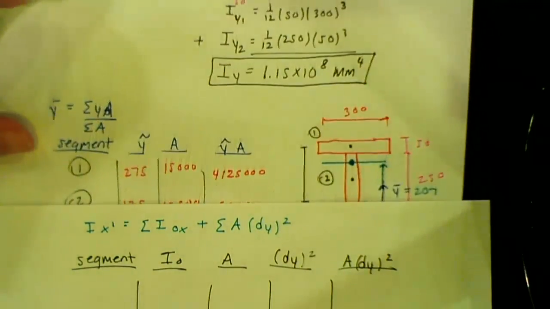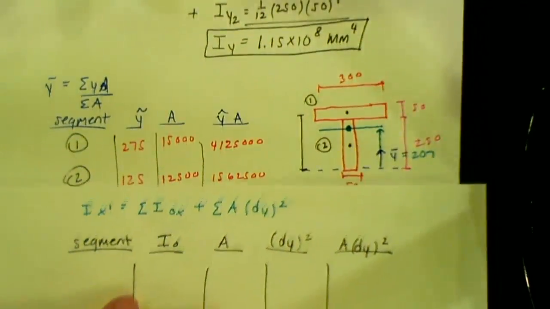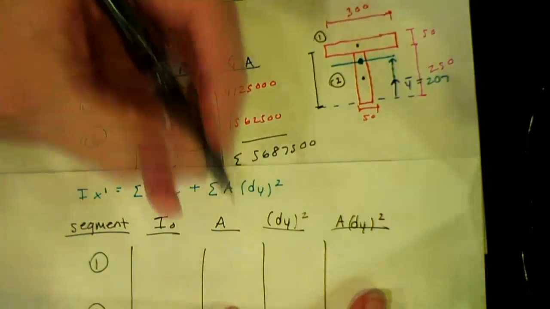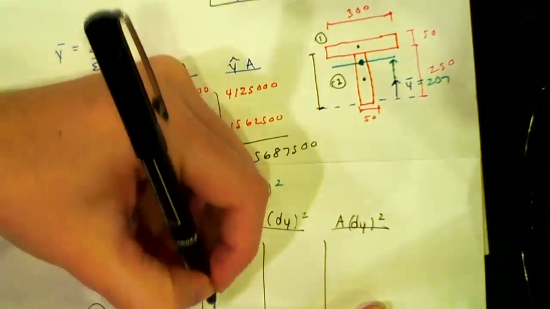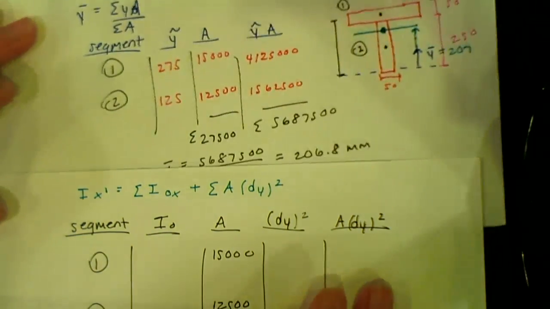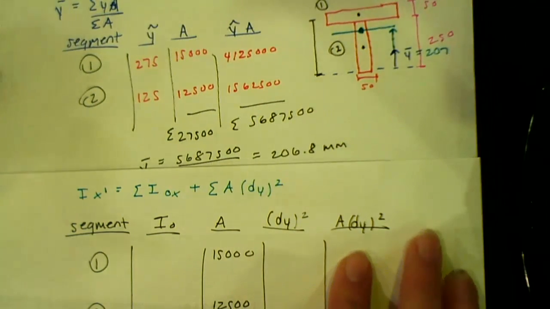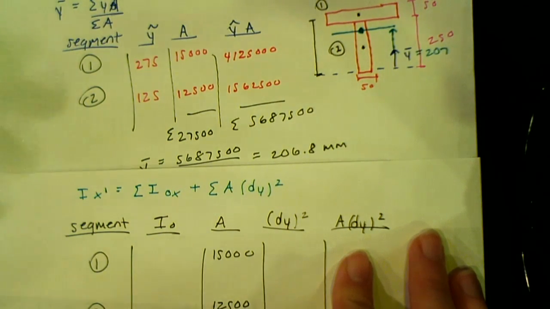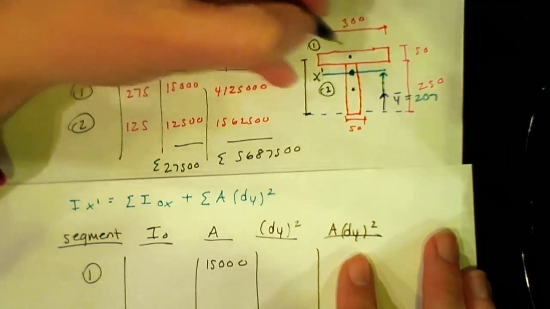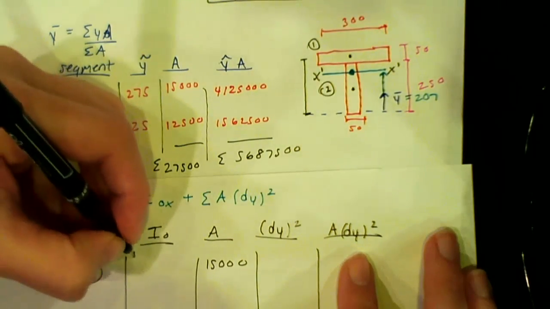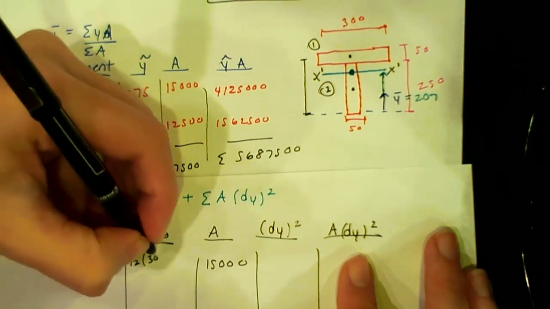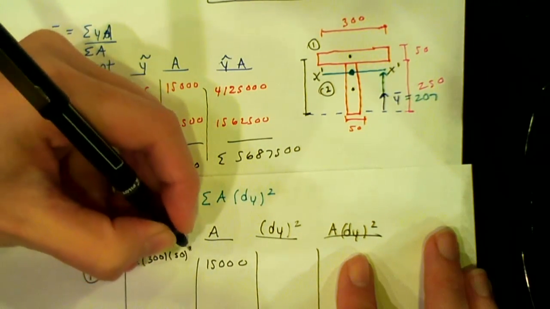All right. And there's not enough space. Okay. So for segment 1, segment 2, I'm just going to copy over the areas again. Okay. So for I naught for segment 1, we know it's going to be 1 over 12 times the base times the height. But if I'm looking for it about this centroidal x prime axis, then that means my base is going to be the x value now. So notice that it flipped from before.